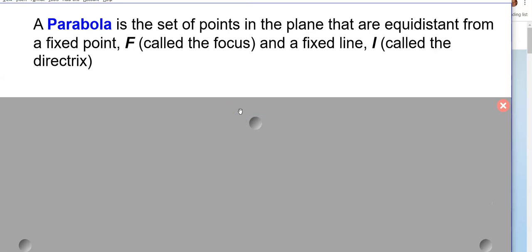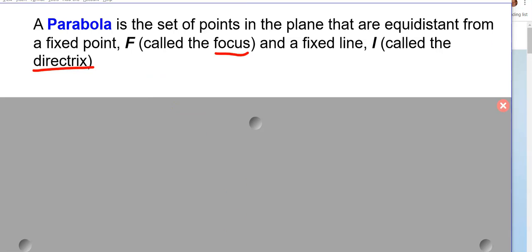This is the official definition of a parabola. You've probably never read it before. A parabola is a set of points in the plane that are equidistant from a fixed point F. We call that the focus, so the point is F. Then a line called the directrix. So that's a line and a point. A parabola somehow has to do with this focus point and a line called the directrix.